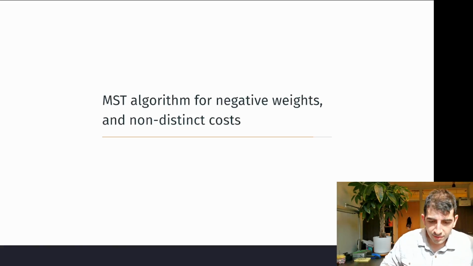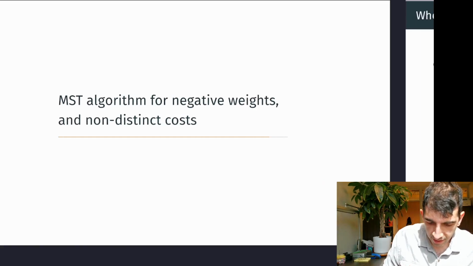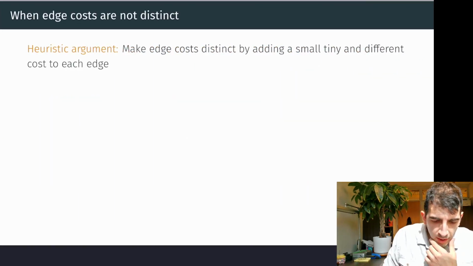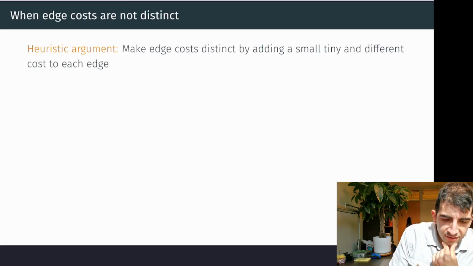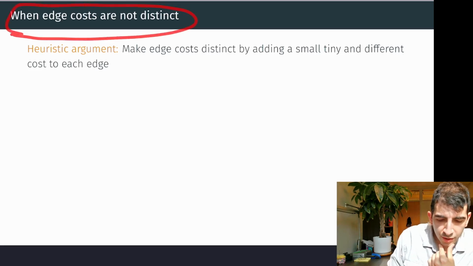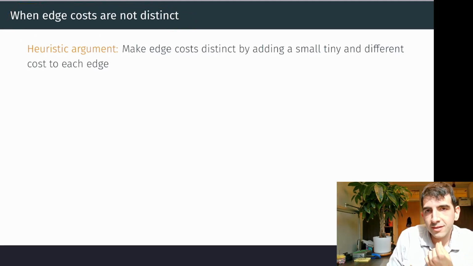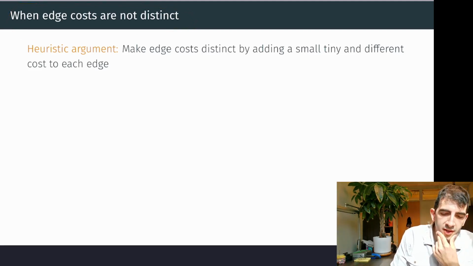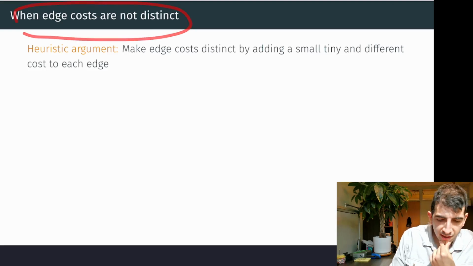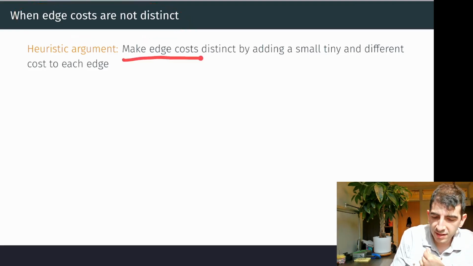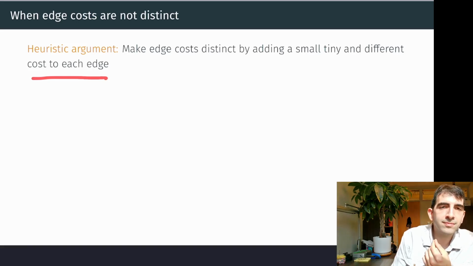Okay, so just some last few odds and ends that we should probably discuss. What do we do if the edge costs are not unique? Remember, we were assuming the edge costs were unique this entire lecture, but what should we do when the edge costs are not distinct? And really, we could just make the edge costs distinct by adding a small, tiny, and different cost to each edge.